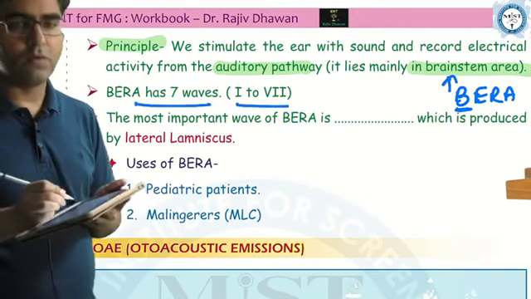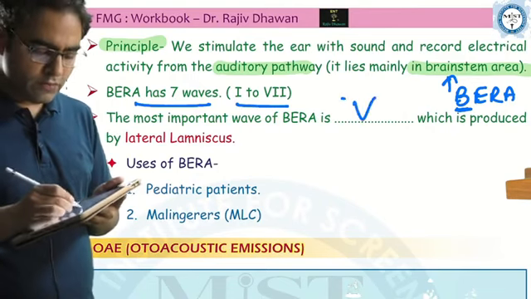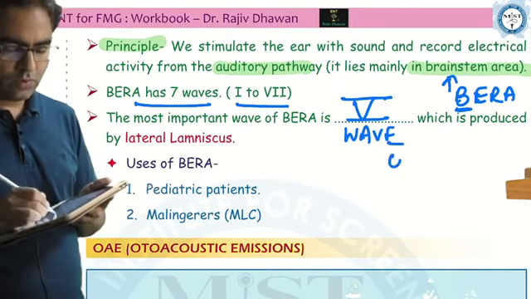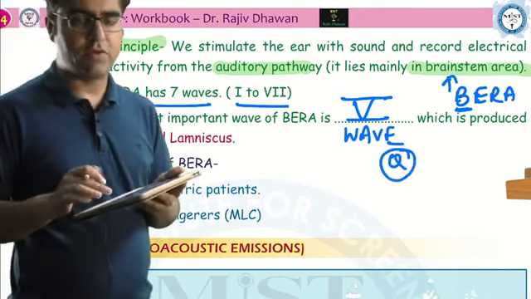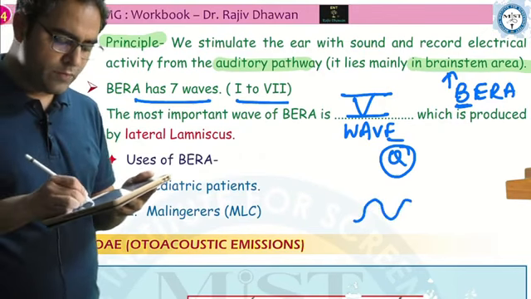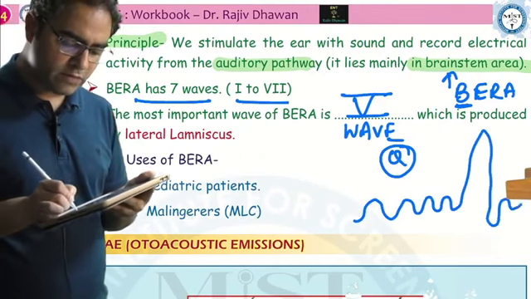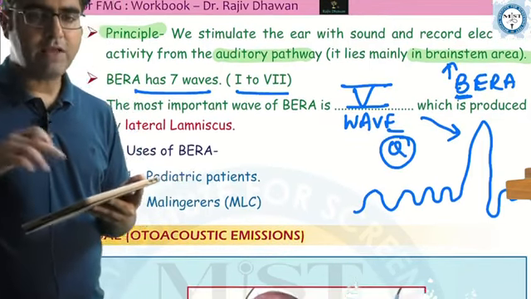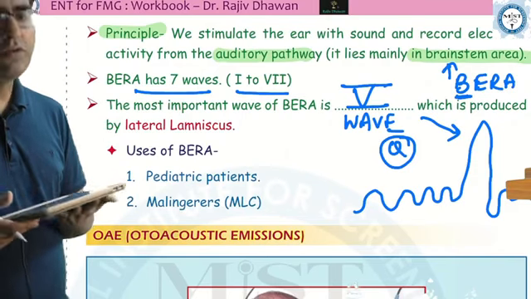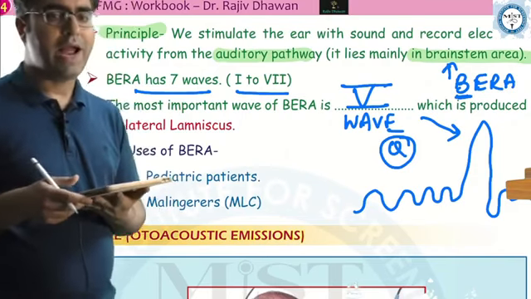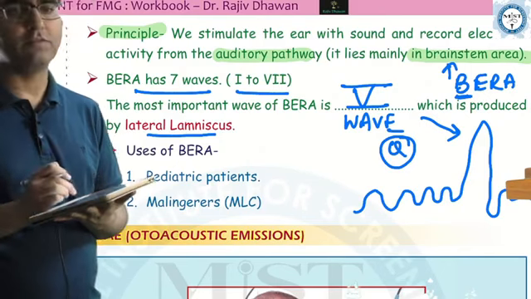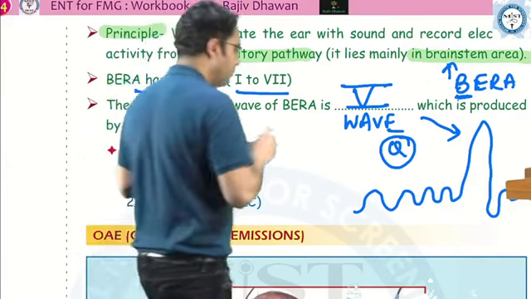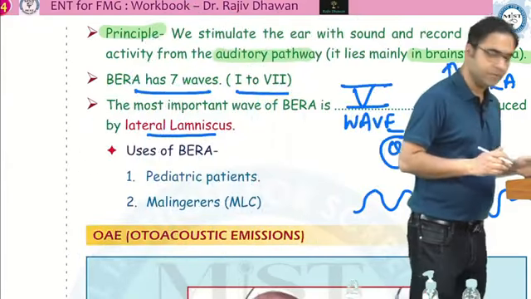BERA has 7 waves, 1 to 7, beta. And the most important wave of BERA is wave 5. MCQ. Everybody draw here, all of you draw 1, 2, 3, 4, 5, 6, 7. This is wave 5. Everybody please draw one more time. BERA has got 7 waves. The most important wave of BERA is wave 5, and it is produced by lateral lemniscus, beta.